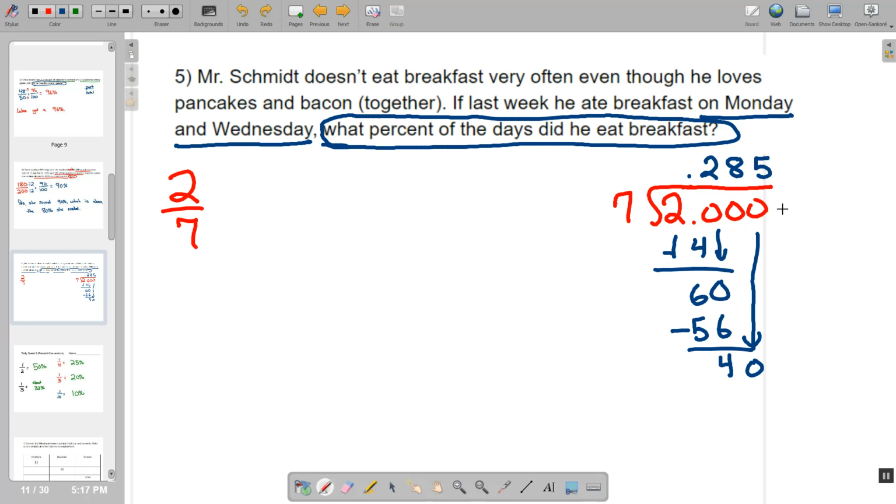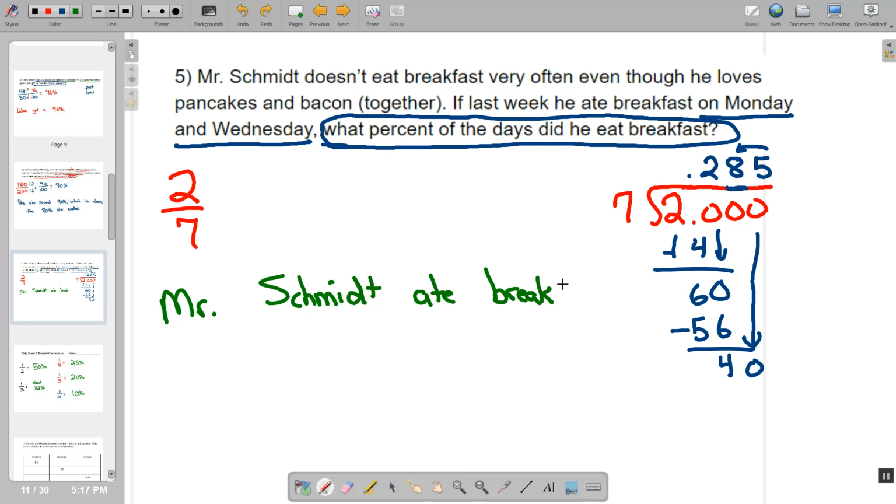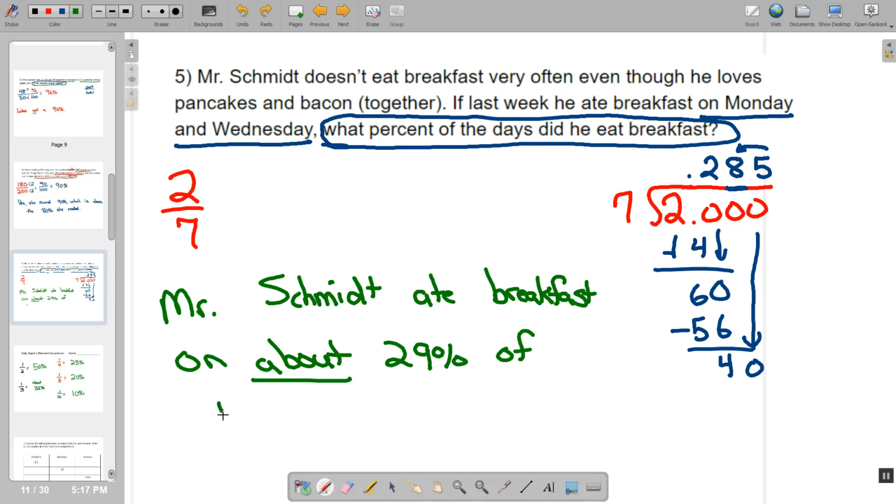This is 5. And it keeps going on. I like to round to the hundredths place. So this will round up to 29%. And because we rounded, we need to use our magic math word of about. So he ate breakfast on about 29% of the week. As always, if you have any questions, please let me know.